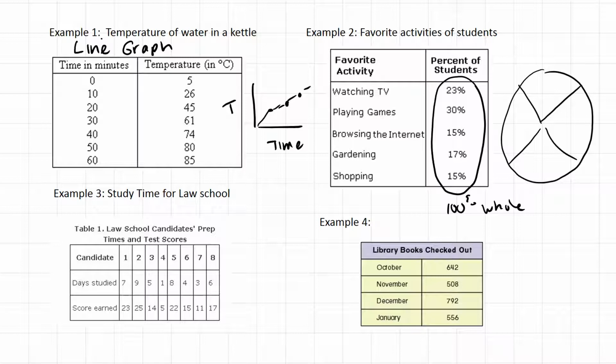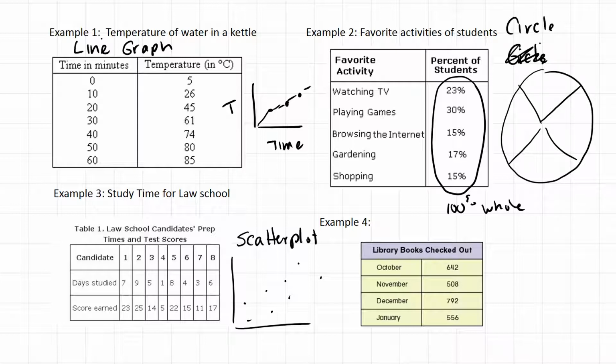If we talk about example 3, which is how many days somebody studies and the score they earned, here we're looking for, is there a trend between days that you're studying and score? And we don't know, but a scatter plot would tell us that. So this one is a scatter plot. This one, sorry, I forgot to label, is a circle graph. Oops, not good spelling, circle graph.